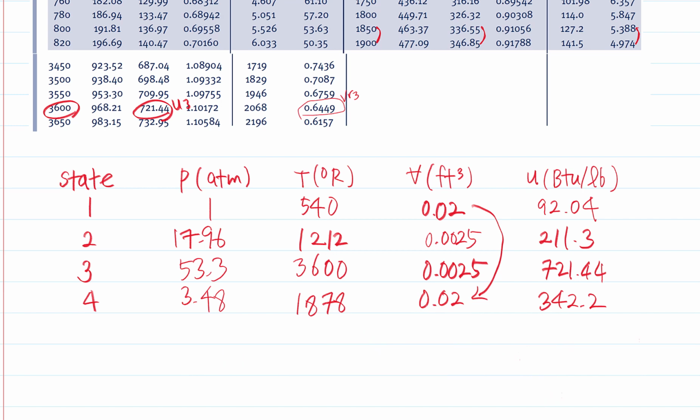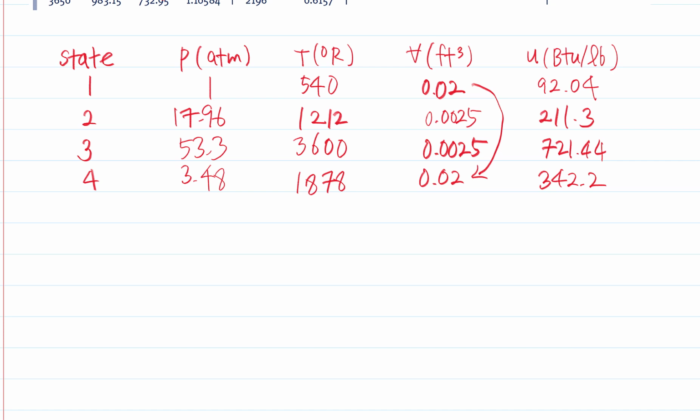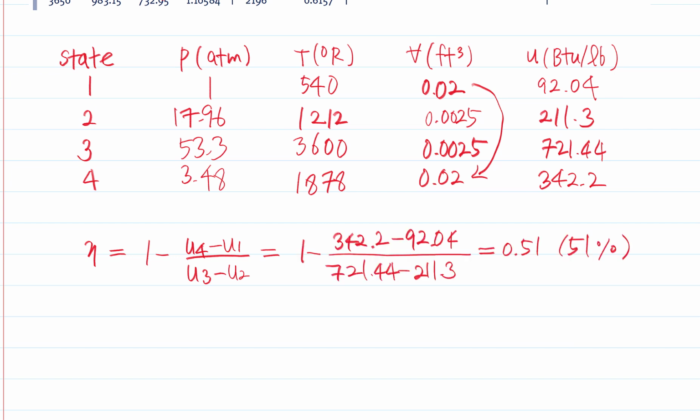Now let's determine the unknown quantities. First, the thermal efficiency of the Otto cycle. Thermal efficiency is expressed as follows. We know the specific internal energy at each state. Put the values in. The thermal efficiency of the Otto cycle is 51%.